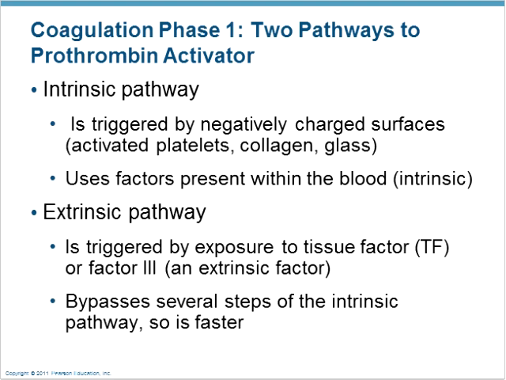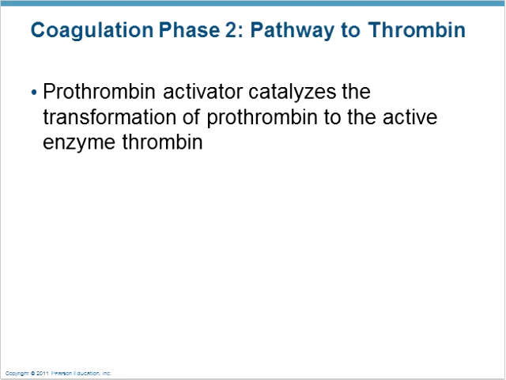The intrinsic pathway is triggered by negatively charged surfaces like activated platelets or collagen or glass. It uses factors present within the blood, the intrinsic system. The extrinsic pathway is triggered by exposure to tissue factor or factor 3, an extrinsic factor. It bypasses several steps of the intrinsic pathway, so it's faster, if you will, than the intrinsic pathway. In coagulation phase 2, prothrombin activator catalyzes the transformation of prothrombin to the active enzyme thrombin.